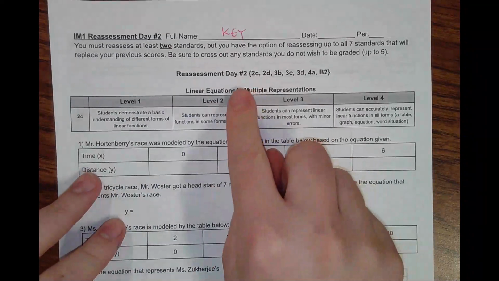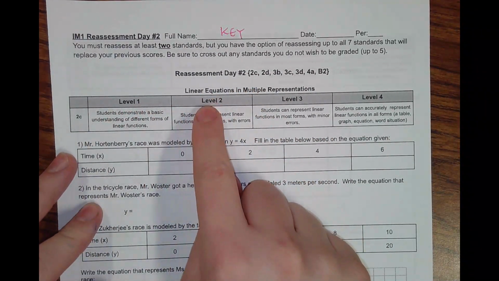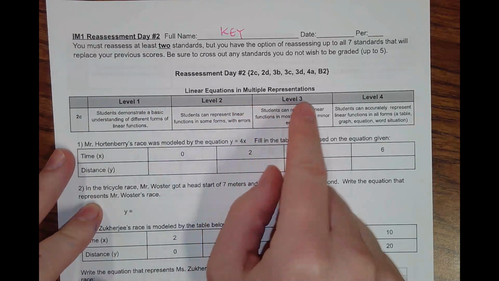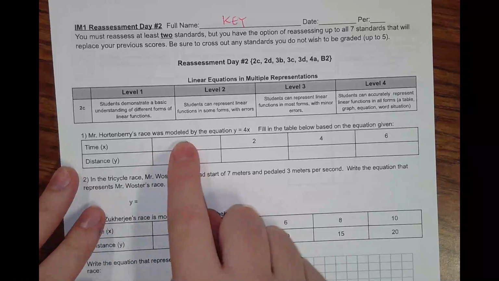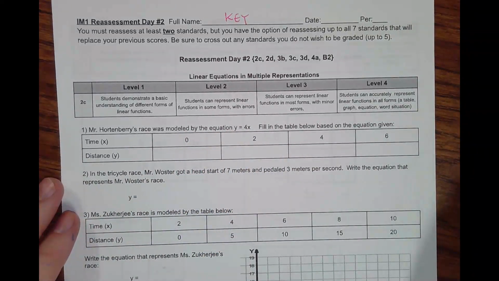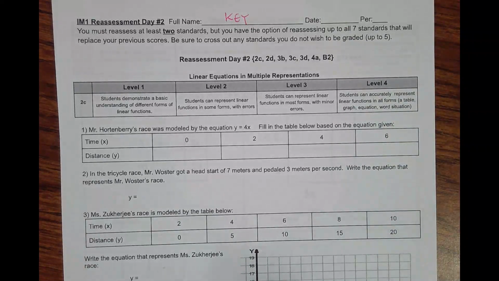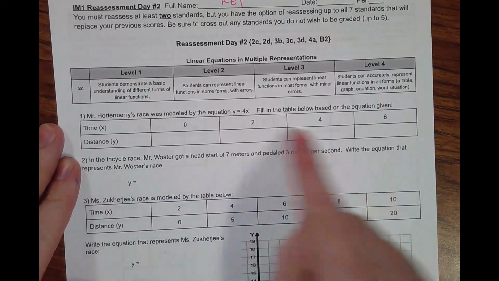So, the first standard that was given to us was standard 2C, linear equations in multiple representations. Mr. Hortonberry's race was modeled by the equation y equals 4x. So right away we got to assume we're going to have some racers and we're going to see who's going to win. And we're going to have to graph them. So y equals 4x, let's fill in the table.